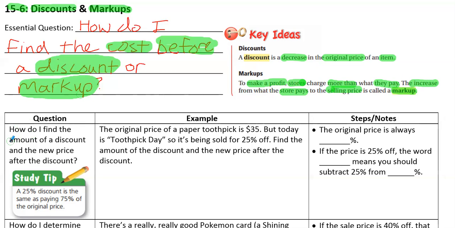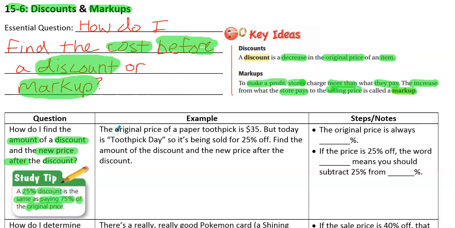Okay, how do I find the amount of a discount and the new price after the discount? There's a little study tip here that says a 25% discount is equal to paying 75% of the original price. And that makes sense, because in 15.5 you learned that the original price is 100%. So if it's discounted 25%, it goes down to 75% of the original cost. And that of means multiply.